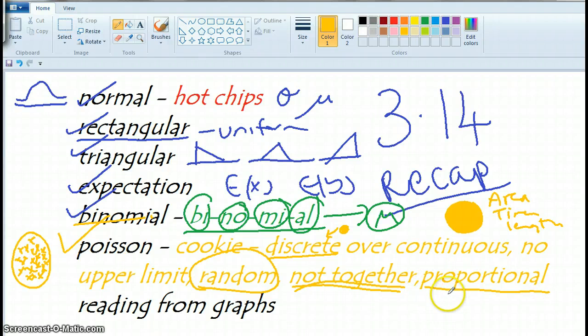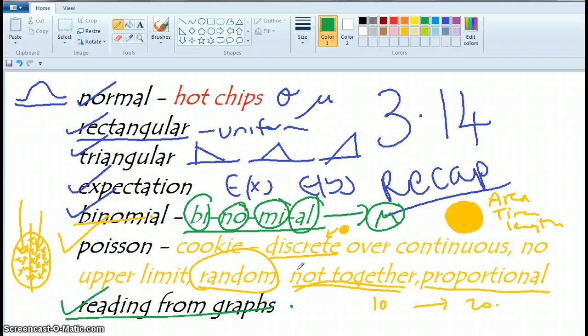Proportional, what that means, if I've got an expected mean of half a cookie, then the expected mean of the whole cookie would be double. In time, you might have a mean for 10 minutes, and then if you wanted to change it for a mean for 20 minutes, you simply double it. And so that's our Poisson. The next thing is reading from graph. So you're given a graph, and you might have to read values off it, or decide what sort of distribution it is, guess what the standard deviation and mean is, that kind of thing.